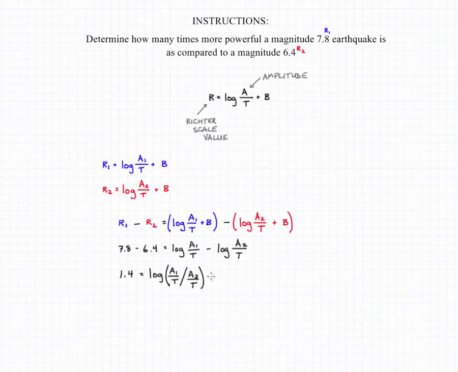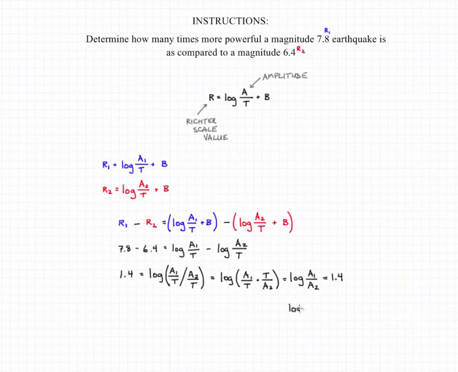Using log rules, we're subtracting so we can divide. That's going to be the same thing as the log of A1 over T times the reciprocal T over A2, and the T's are going to cancel, which is going to leave us with the log of A1 over A2 being equal to 1.4.